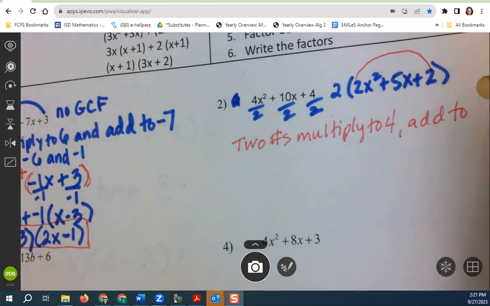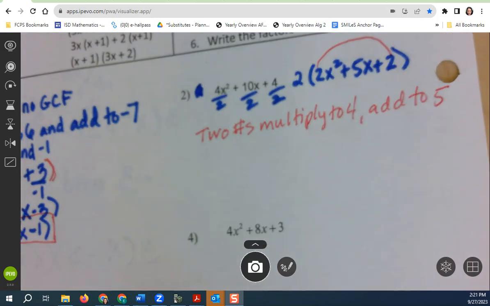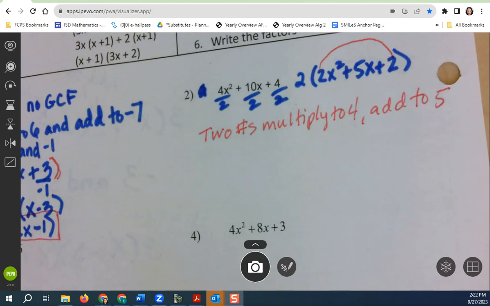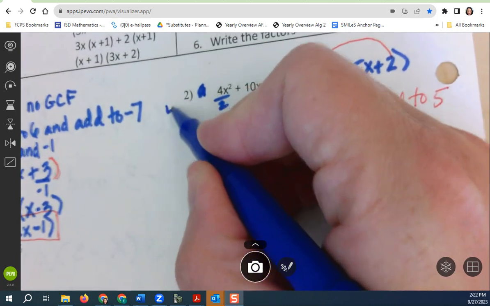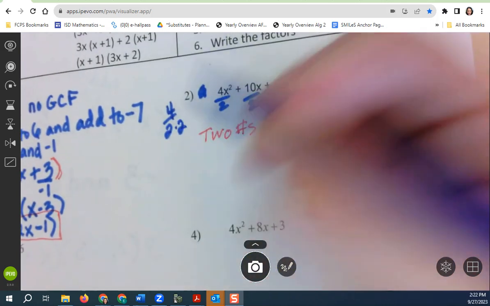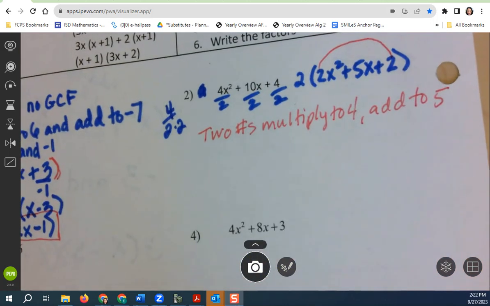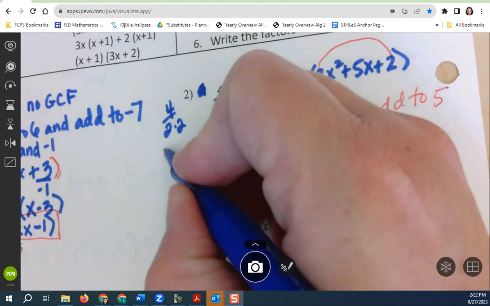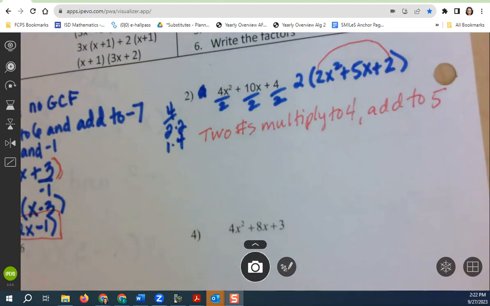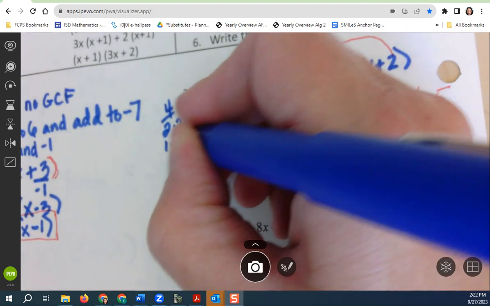I heard that. Who was that? Good job. Multiply to 4 and add to 5. Okay, so 4 could be 2 times 2, but that's not it. What's the other thing I can multiply to get 4? 1 times what? 1 times 4, yeah. And those do add to 5, so those are my numbers.